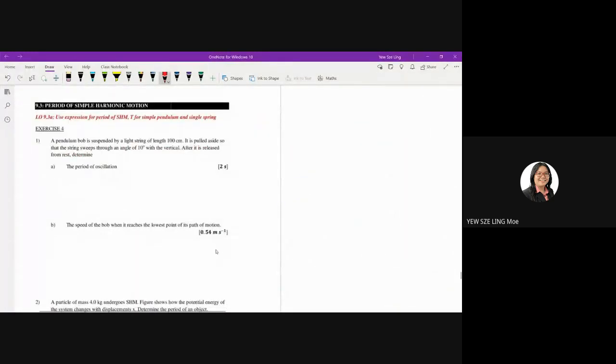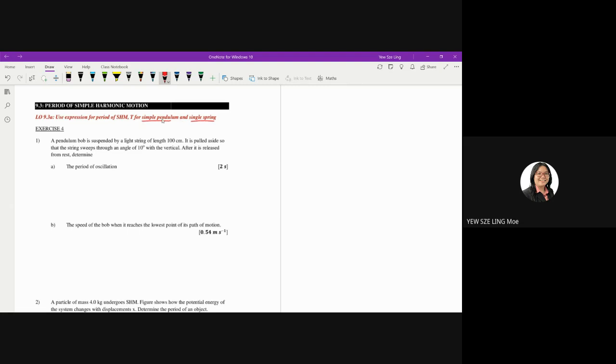So next one, 9.3 is also a very short and simple subtopic, right? The things that we're going to look at right now is just two equations. So, period of simple harmonic motion. We use expressions for periods of simple harmonic motion for a simple pendulum and also a single spring. So in our syllabus, we're just going to look at one spring. Okay, it's either a horizontal spring or a vertical spring. But both of them are going to use the same equations.